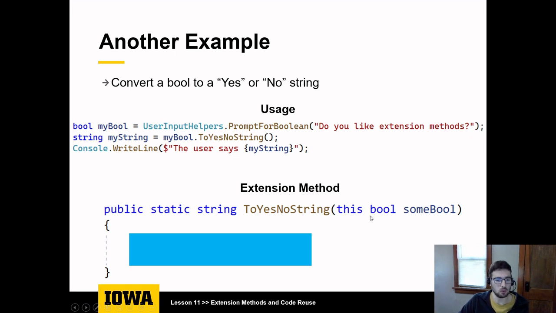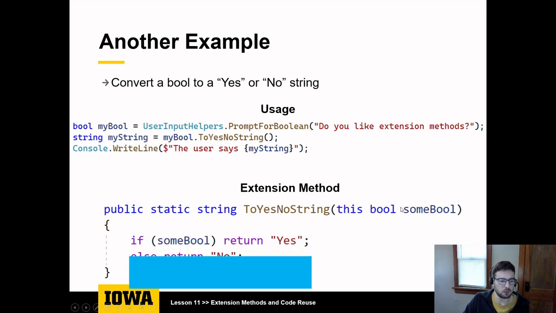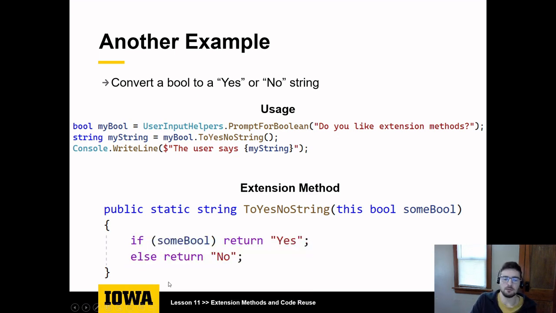So this bool, extending a Boolean, and then the implementation is trivial here. So that's what it looks like. What you're extending is the first parameter of the extension method, and it has this right here. And then you return whatever it is you want to return from that.